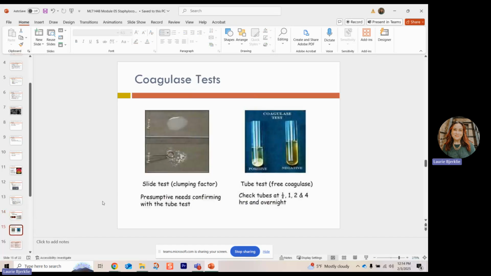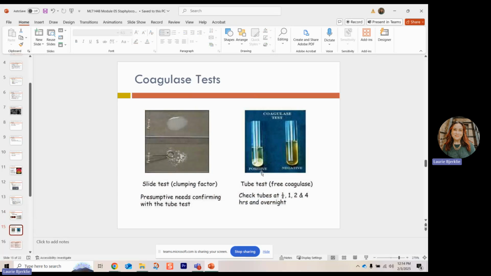So again, this is showing the slide test, the clumping factor. This is a very grainy image. I apologize for that. But again, it should form the white clumping at the bottom here to be a positive. It can be a presumptive that maybe does need to be confirmed with the tube test. And then they run the tube test as a confirmatory, positive.